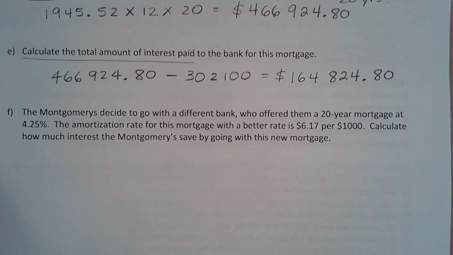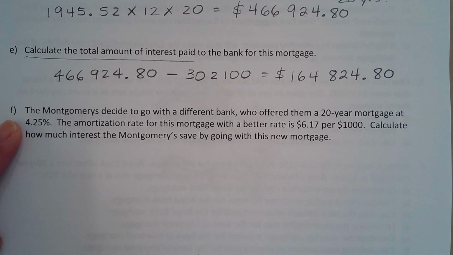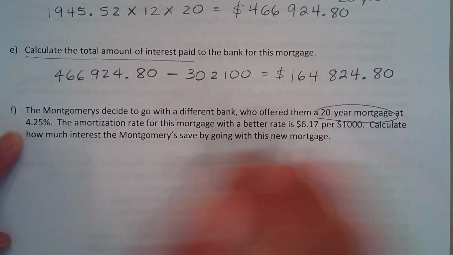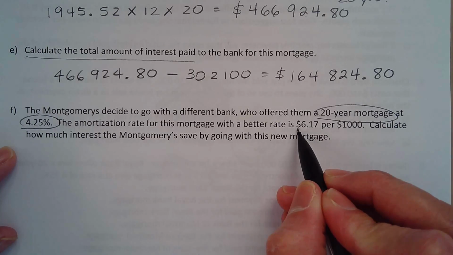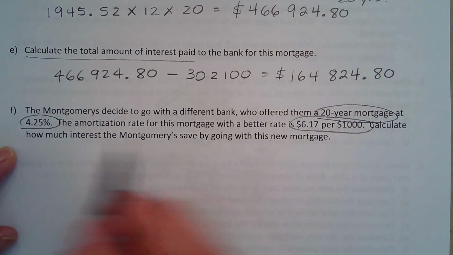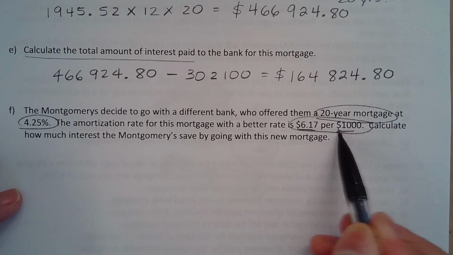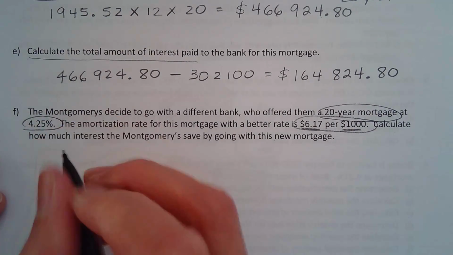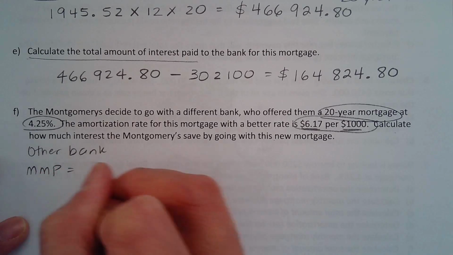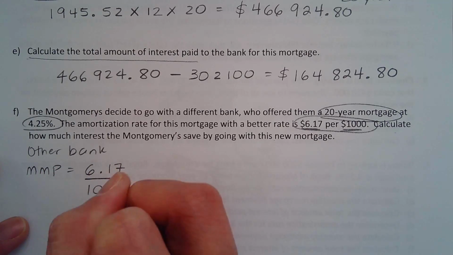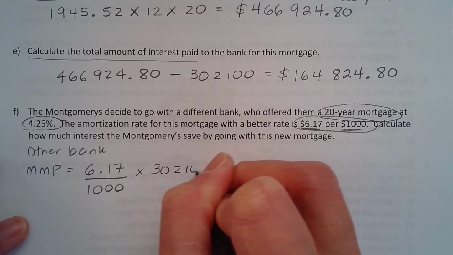Now let's take a look at letter F. Oh, this is a crazy one. The Montgomerys decided to go with a different bank who offered them a 20-year mortgage at 4.25%. The amortization rate is $6.17 per thousand. So this one here, we're comparing another bank. Monthly mortgage payment is $6.17 per thousand times, how much are we borrowing? 302,100.